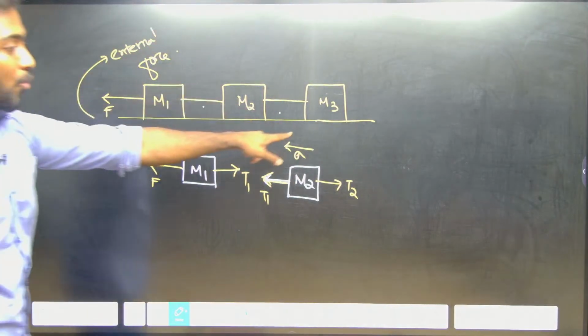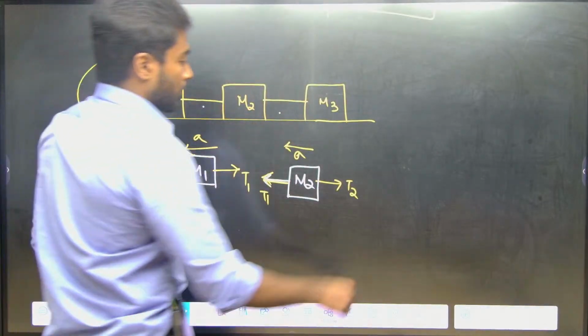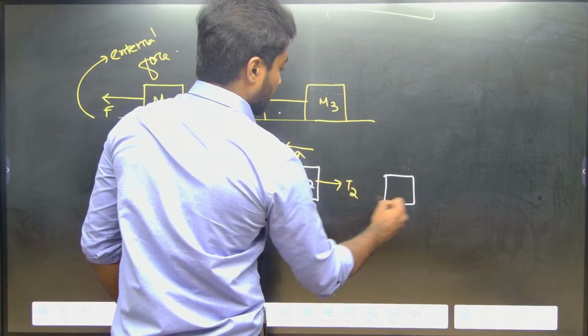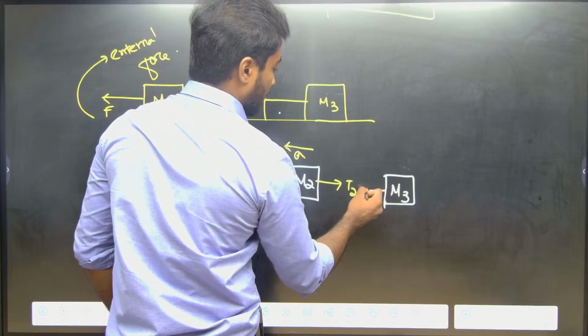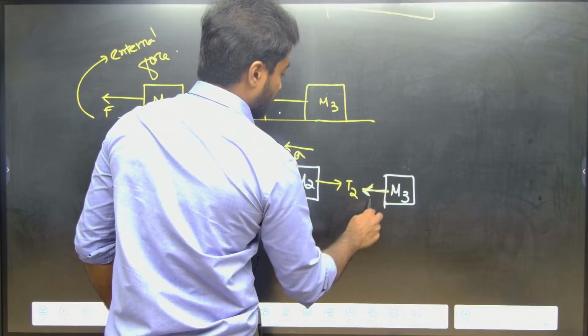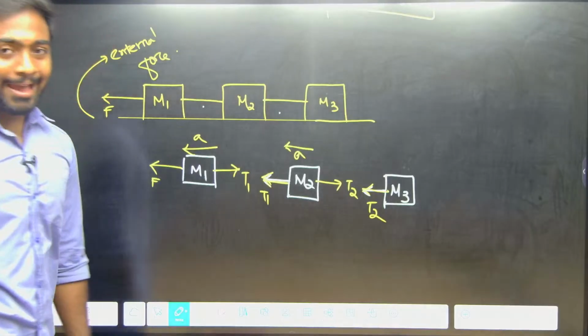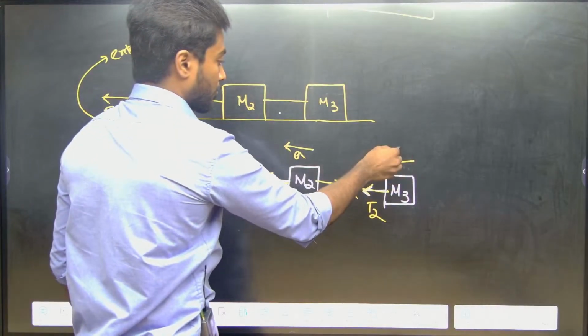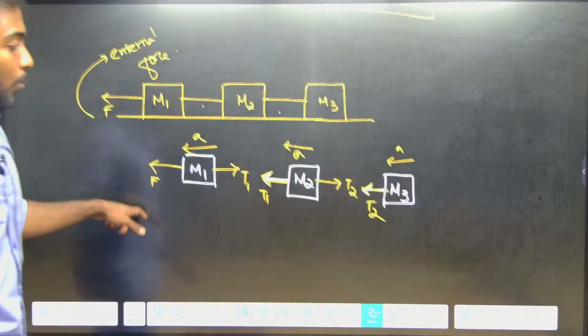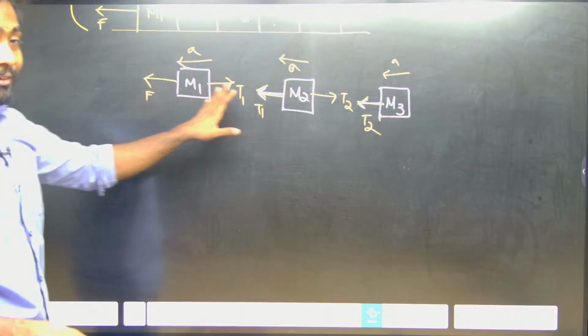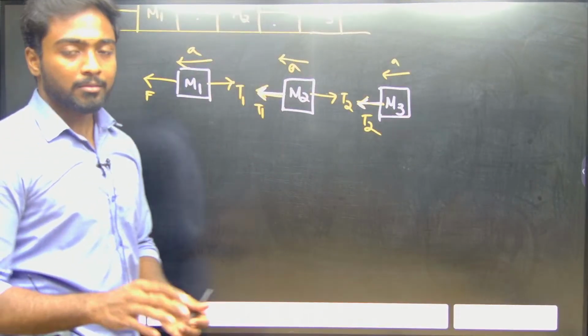So, for M3 how many ropes are there? Only one rope. So, this is my M3 and this is my tension T2. Acceleration direction, that is it. Once you have completed the diagram, it is easy to analyze.